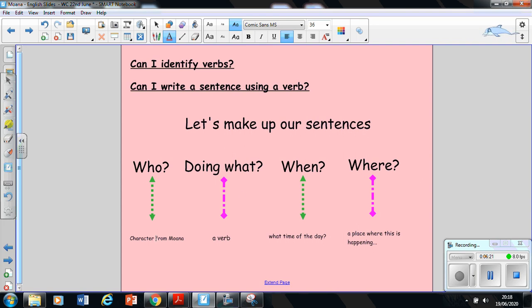So you've got who, so it could be maybe Chief Tui, doing what, the verb could be shouts, when, it could be morning, and then where could be in the island. Okay, sometimes it might be a silly place like the seashell. So if it's a silly sentence, that's absolutely fine, because that's what it's all about. It's all about having fun and having a laugh, but at the same time doing really important and amazing learning. So get yourself sorted with those little 4 piles of pieces of paper. Get yourself organised, and once you've done that, we can move on.